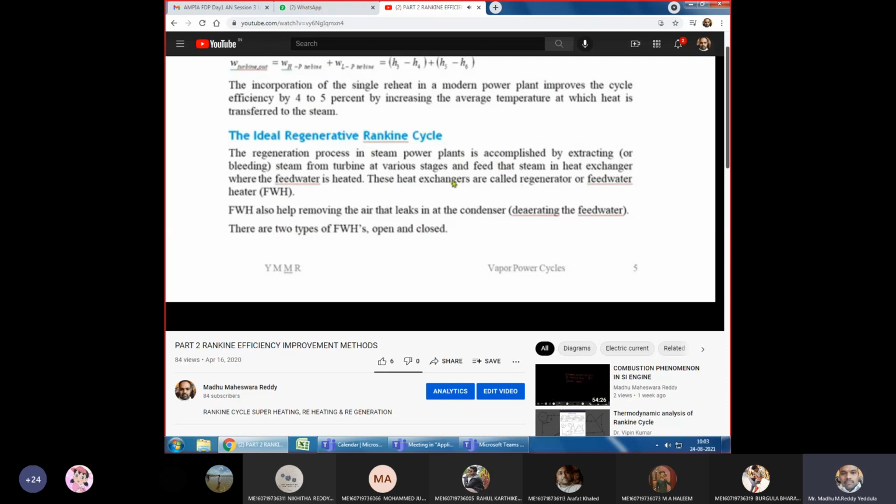So we are allowing the steam to expand partially in the turbine, and some portion of the steam from the turbine is trapped to heat the feed water.